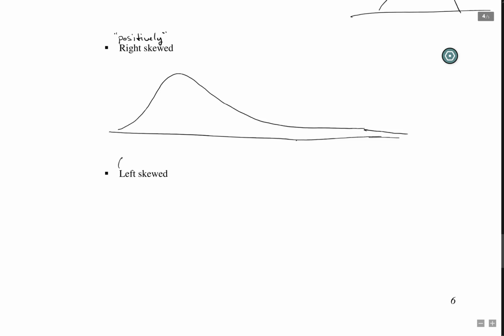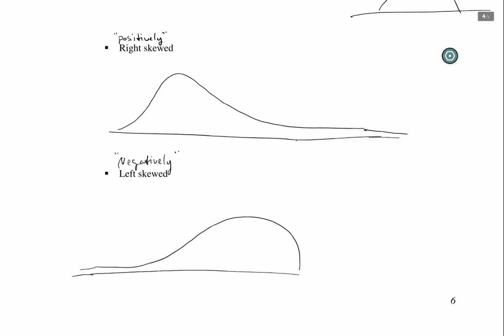Left skewed, also called negatively skewed. Similar idea, but our skew is going in the other direction. That there are some extreme small values in the data set, and that's reflected with the left tail being that prominent. Okay, so those are just some general shape designations.